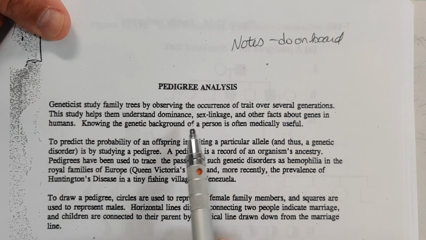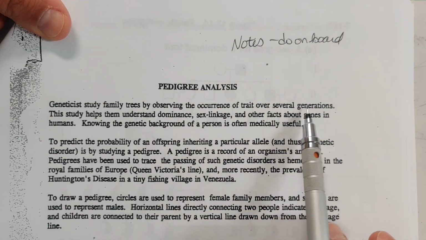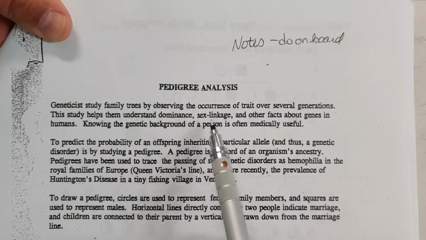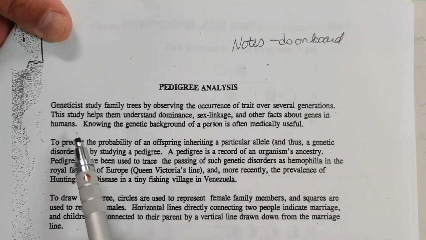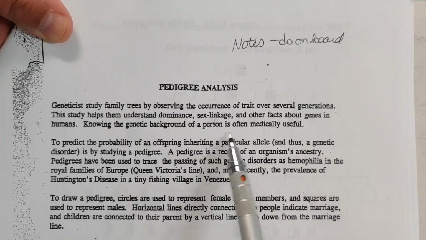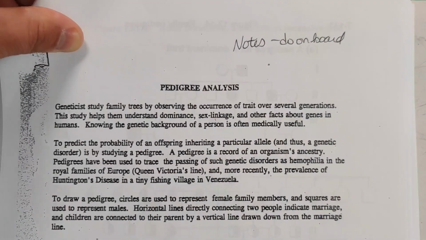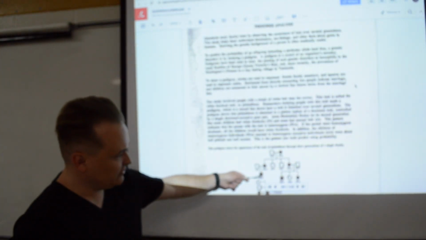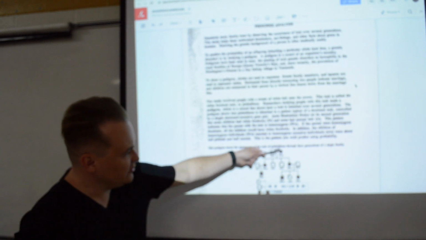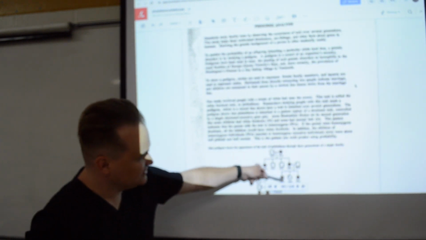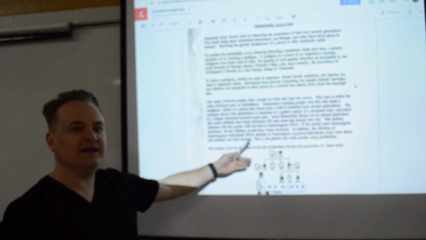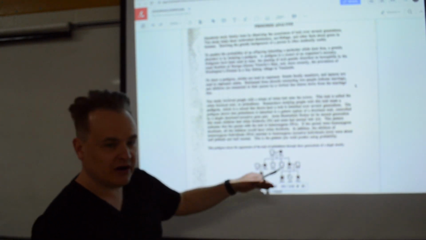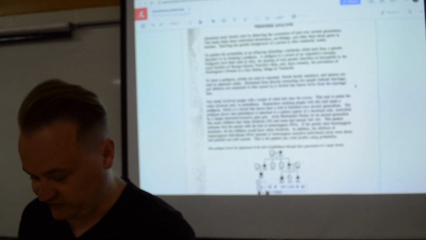geneticists study family trees by observing the occurrence of a trait over several generations. This study helps them understand dominance, sex linkage, and other facts about genes in humans. Knowing the genetic background of a person is often medically useful. Now, look at here. This is a family tree over generations, and you can see the trait is colored in. So this is obviously a family tree studying a certain trait generation after generation. Just an overview, we'll get into it.